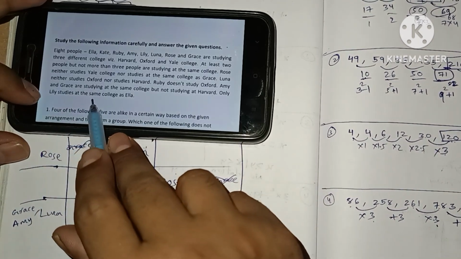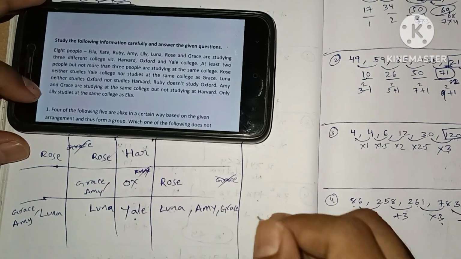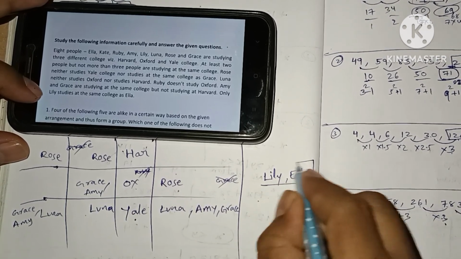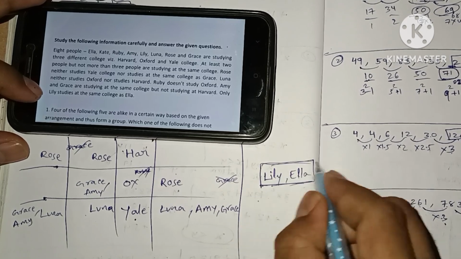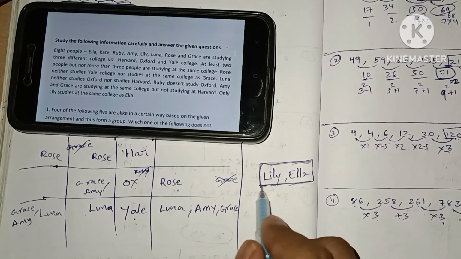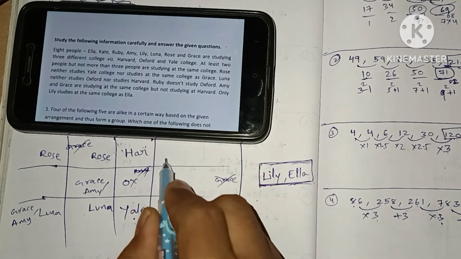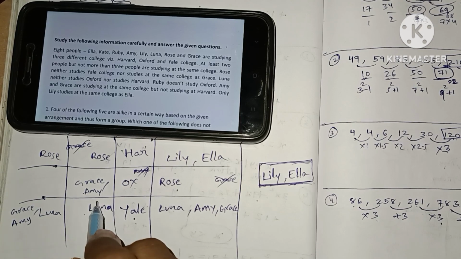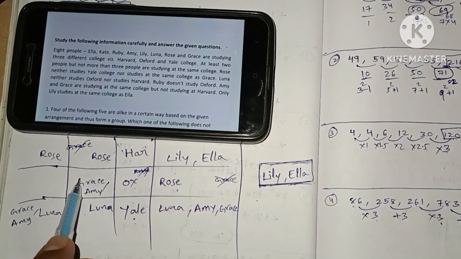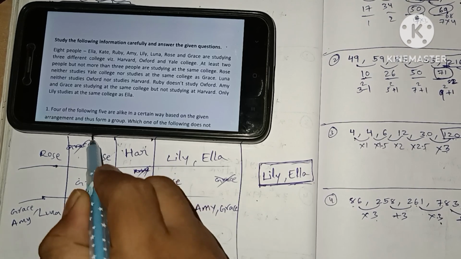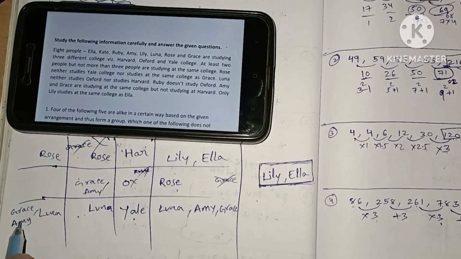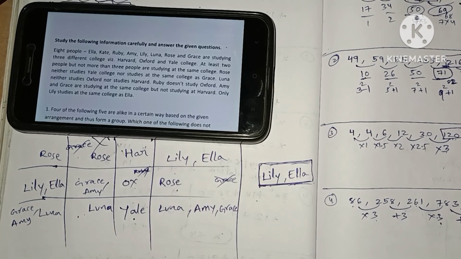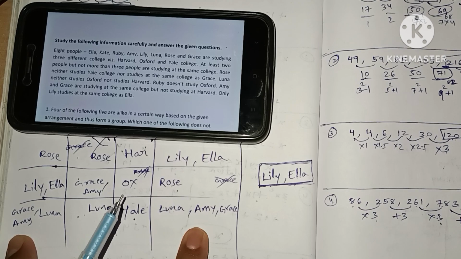Only Lily studies at the same college as Ella. So Lily and Ella are the only ones studying in a college. None of the others study with them. So we have this place for these two people only, Lily and Ella. Let's see in this one. We cannot place Lily and Ella here or here or here. So this case fails. In this case, we can place Lily and Ella here. So we now have two possibilities with us.